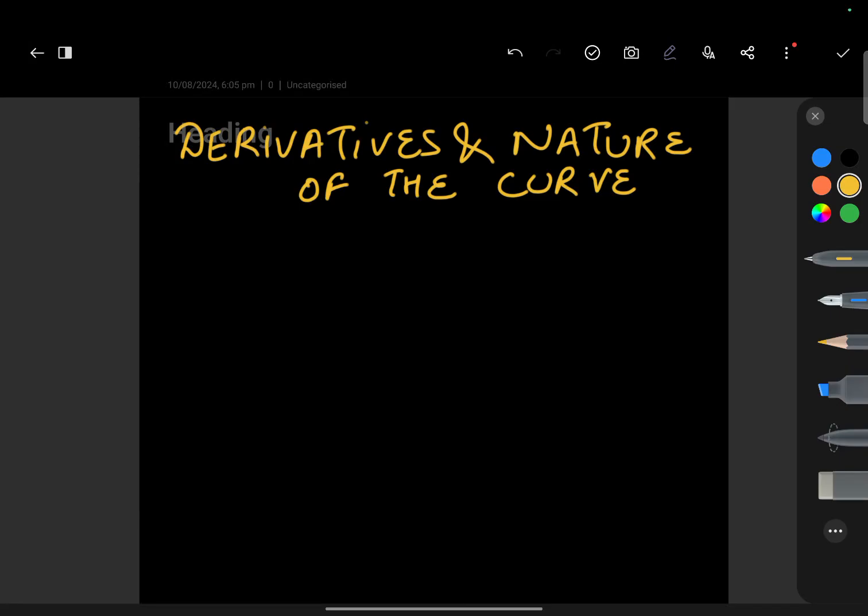Assalamu alaikum friends. As in the previous section, we will study about the derivatives, the first derivative and the nature of their curve. So let us first revise about the first derivative.